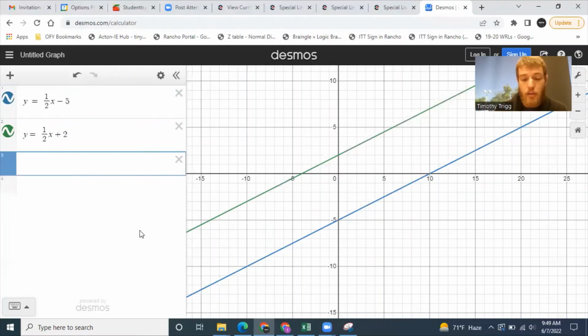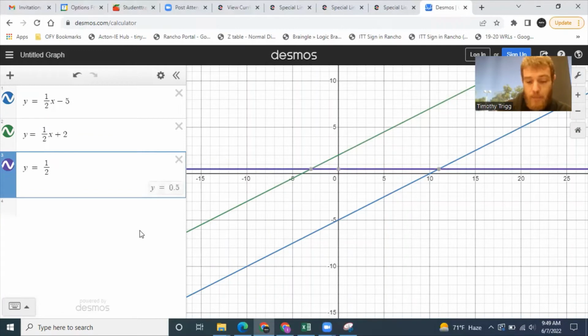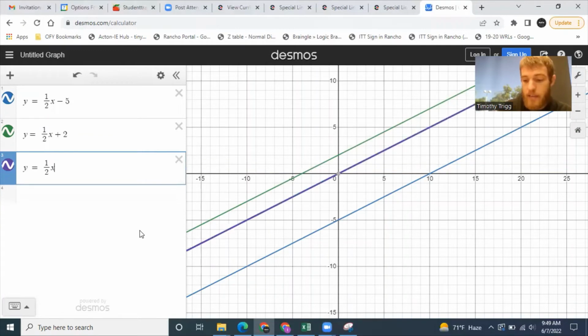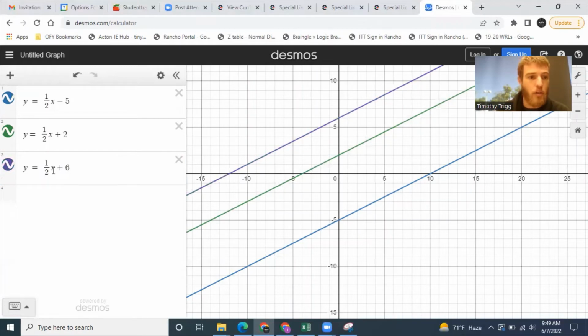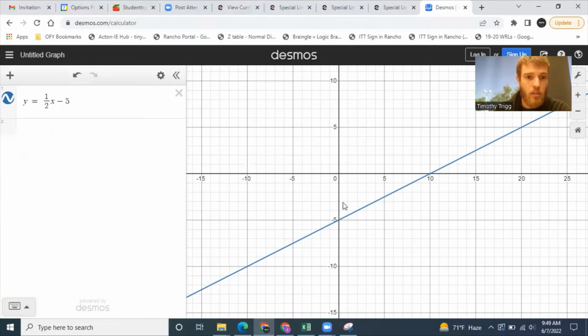And I can add a third equation. As long as I create an equation that has the same slope, then these lines will definitely be parallel, okay? So here my third equation, I put plus 6, and you can see the three lines, they're all parallel to one another, okay? Now, but what does perpendicular mean? So I'm going to go ahead and erase these two.